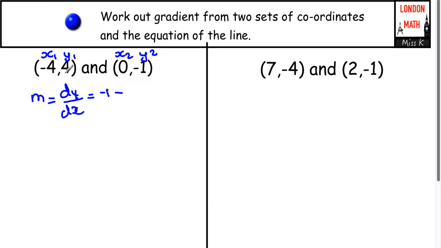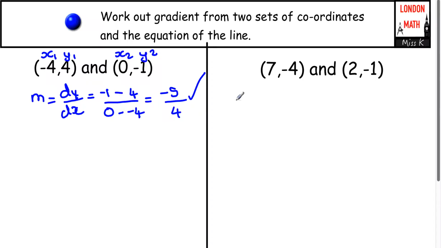We want to subtract it from y1, which is 4, over x2 is 0. We're going to subtract now this negative 4, which is that. Okay, so our gradient is minus 1 minus 4, which is negative 5. And our denominator is a minus minus, so it turns into a plus 4. So it's 5 over 4, the gradient.